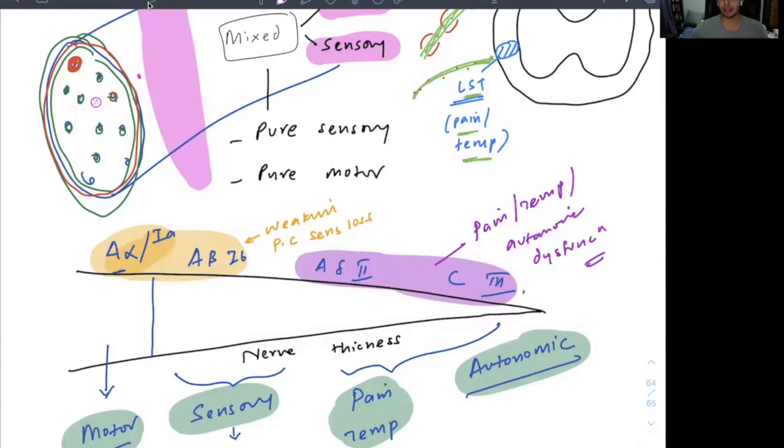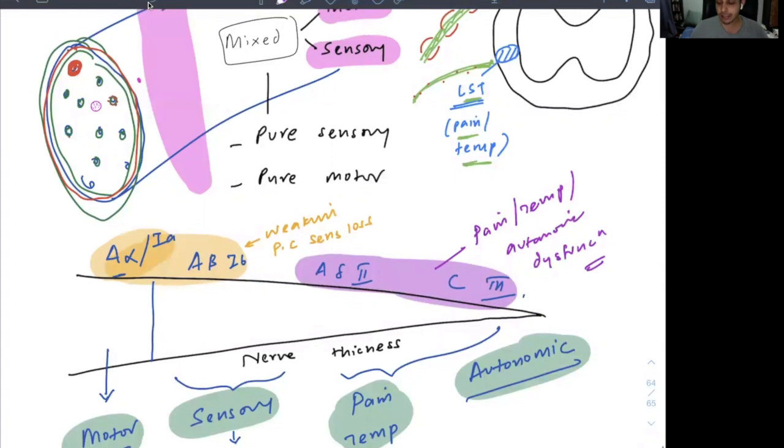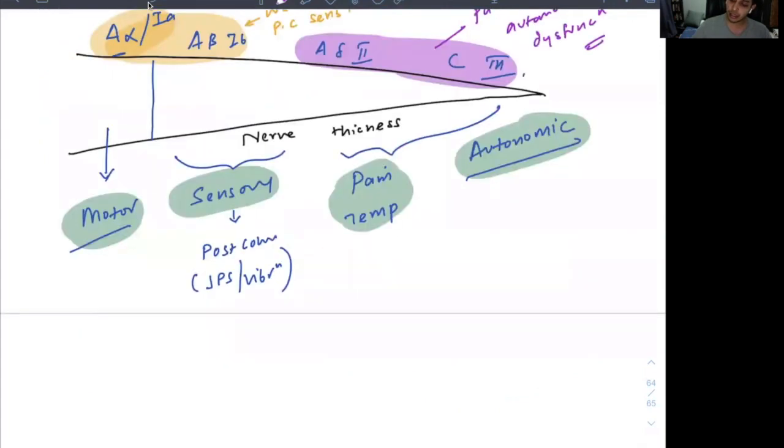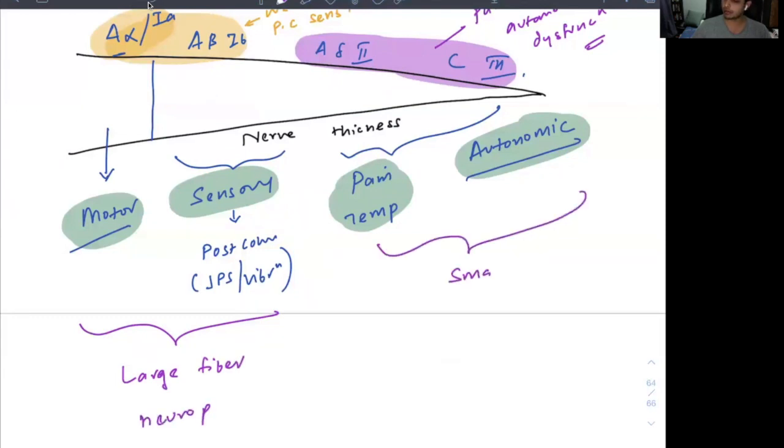And conversely, if a patient is coming with one of these two symptoms and you are very sure that the other symptoms are absolutely normal, then you already have a differential diagnosis in your mind that this could be either a large fiber neuropathy or a small fiber neuropathy.